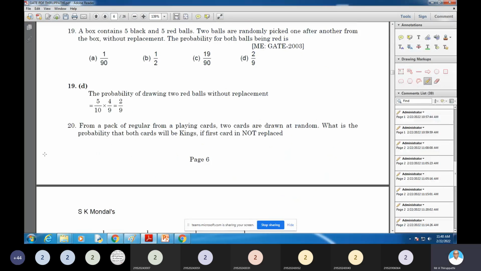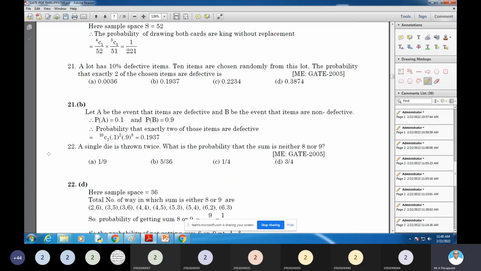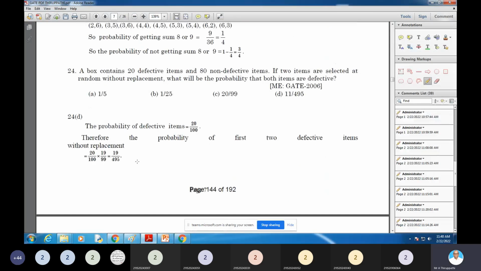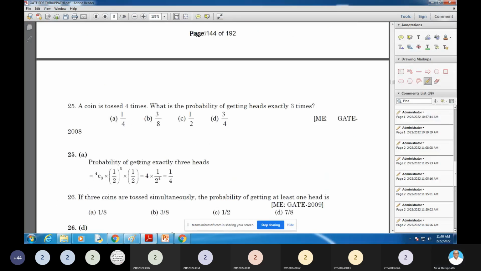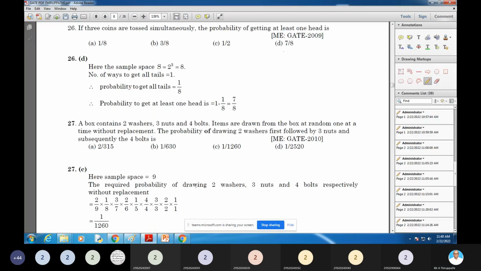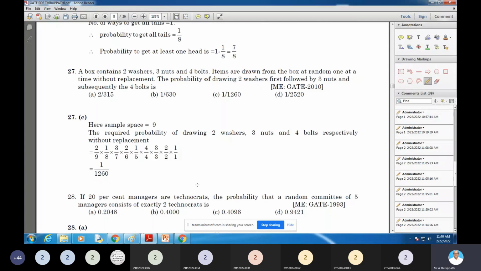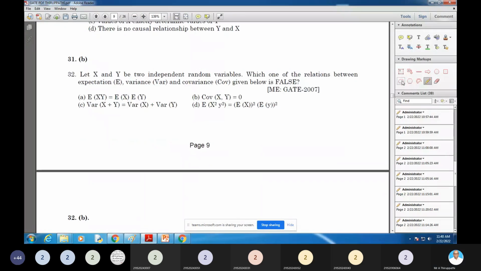We have a lot of problems like this. Now the next problems are on probability like that. Once again, see.